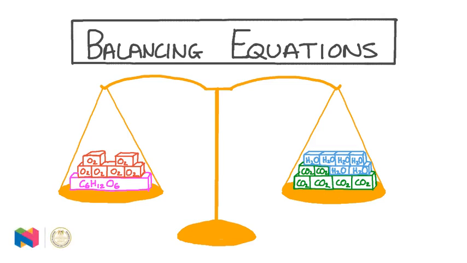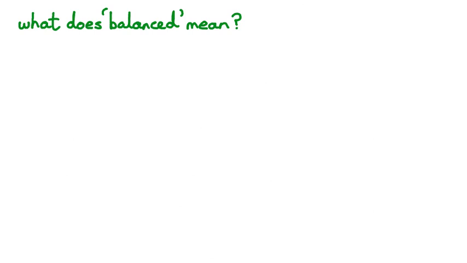In this lesson, we will learn how to balance chemical equations, and we will discover some shortcuts that we can use to balance multi-atom groups. Let's start by looking at what we mean by the word balanced when we're talking about reaction equations.